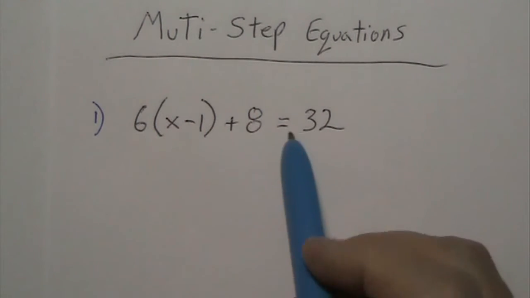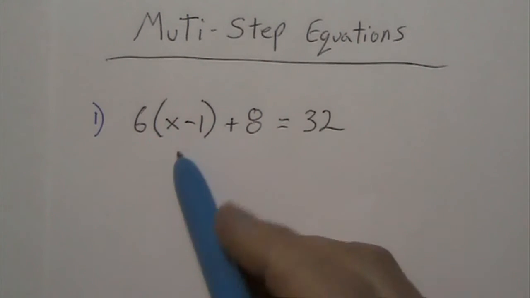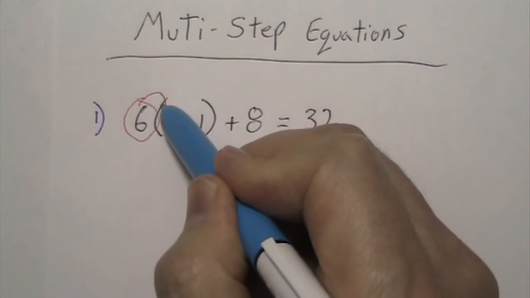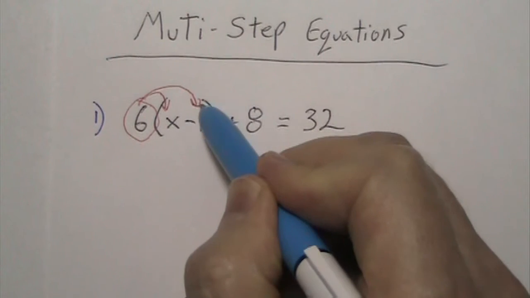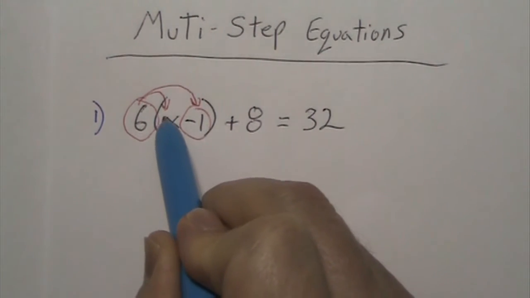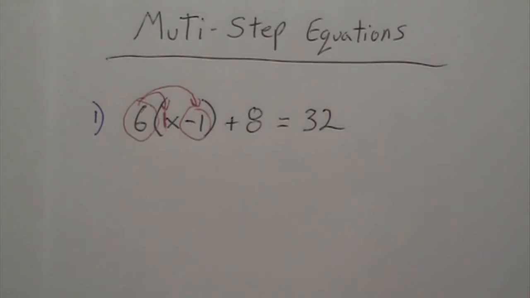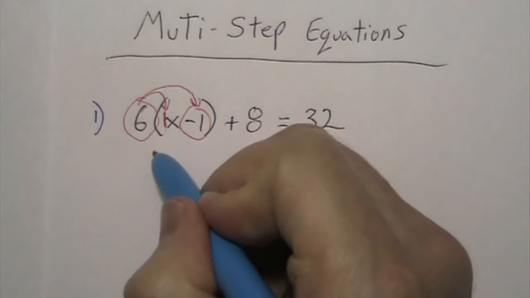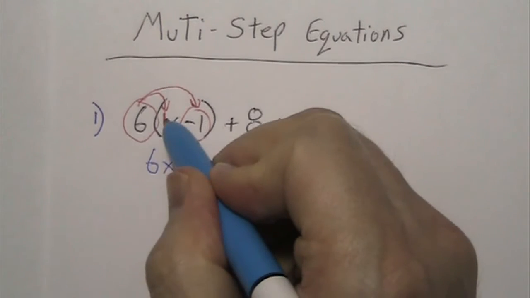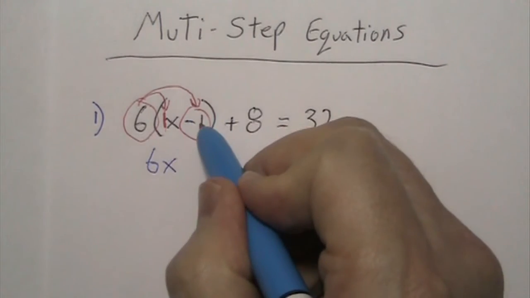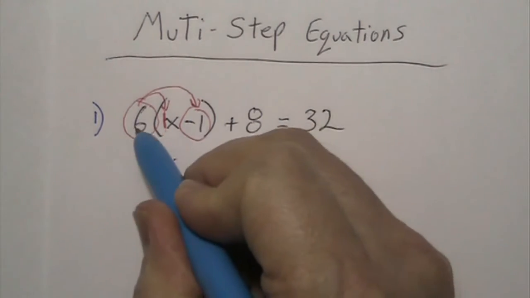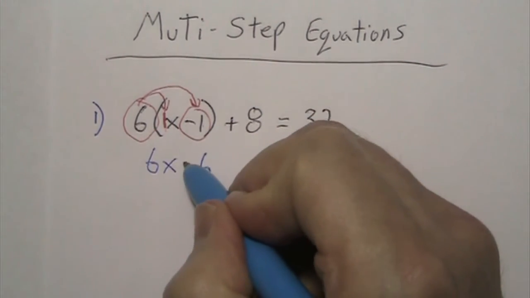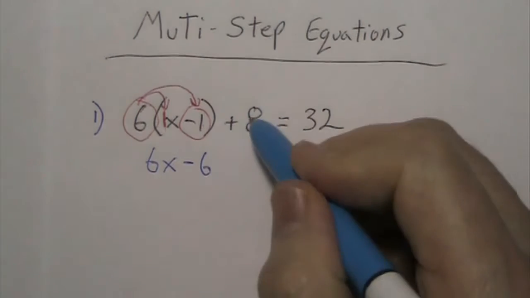All right, here's our first problem. The first step is distributive property. That means you take this outside number times each number inside. All right, and this number right here in front of the x is a 1. So what does that give us? 6 times x, or 6 times 1 is 6. 6 times -1. 6 times 1 is 6, and there's 1 negative. So it's negative. I'll bring the rest down.